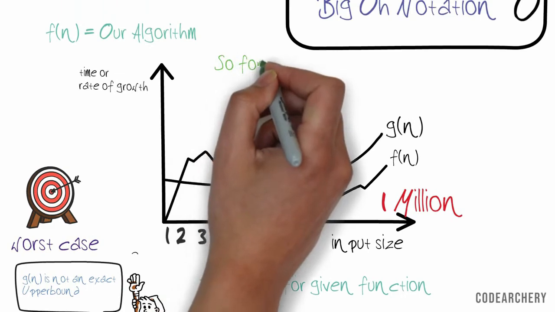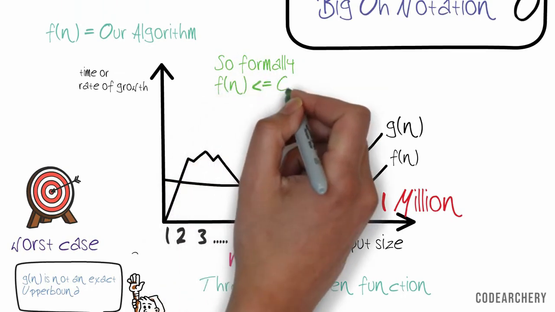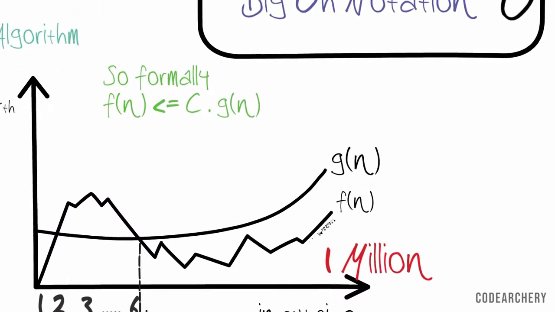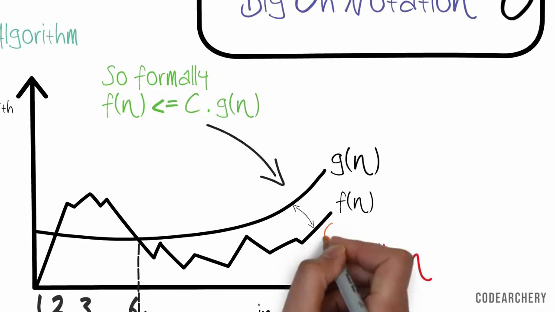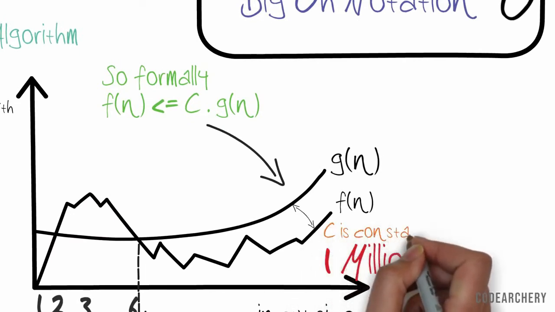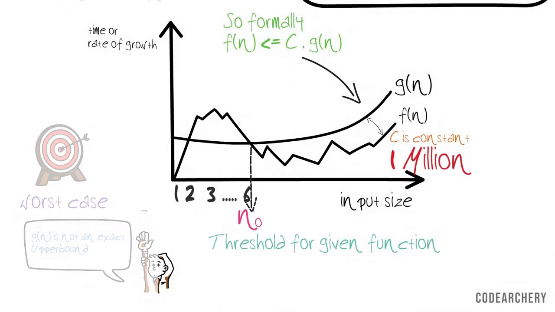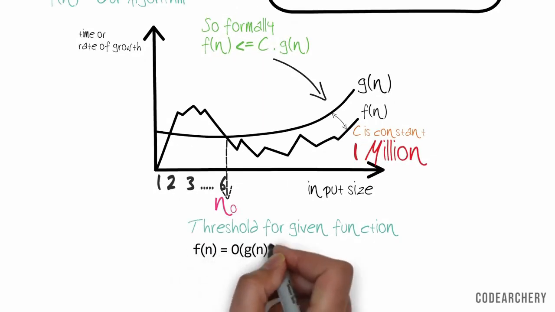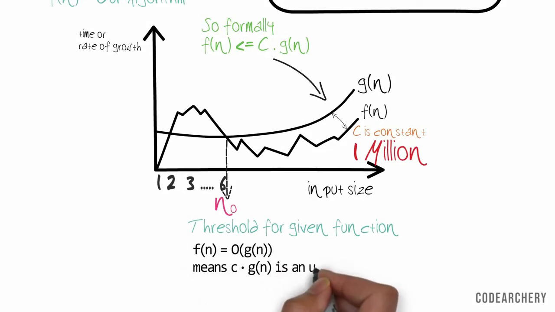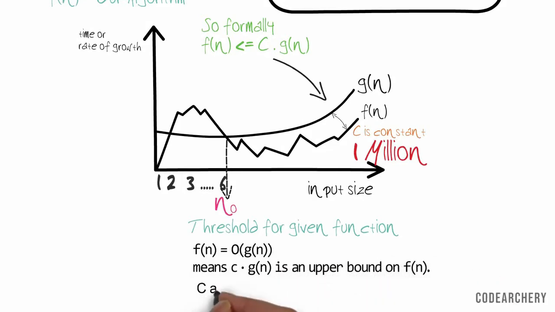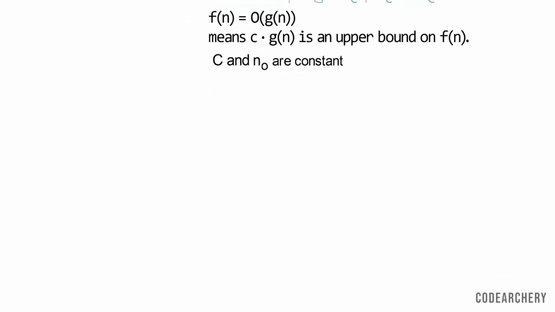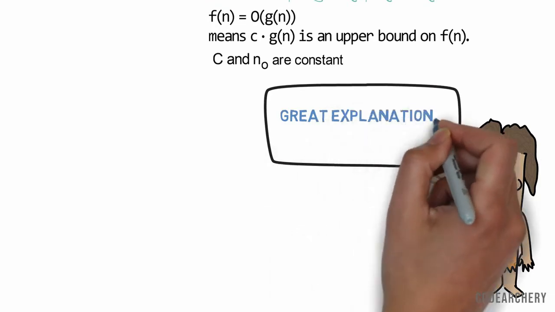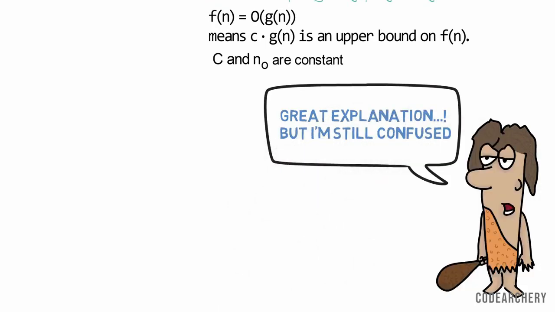So formally f of n is less than or equal to c into g of n. Now you will ask, what is c? So c is a constant value. So the formal definition is f of n equals big O of g of n, where c into g of n is upper bound of f of n, where n naught and c are constants. I know you might be still confused on what's going on, but we'll understand more by a practical example.